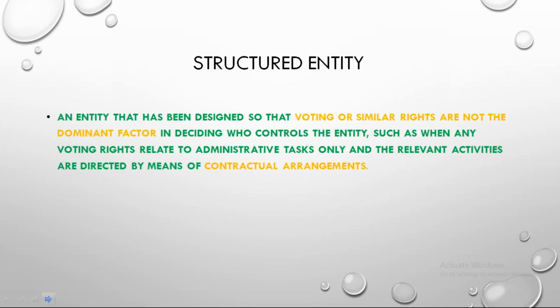This is exactly what I told you. The Hilton hotel chain is a structured entity as far as the Sri Lankan government is concerned. They have a contractual arrangement with the owners of the international hotel chain to manage it. So the ownership is with the international hotel chain, but they have no voting rights. The voting rights are not the dominant factor in deciding who controls the entity. The government controls through a contractual arrangement.